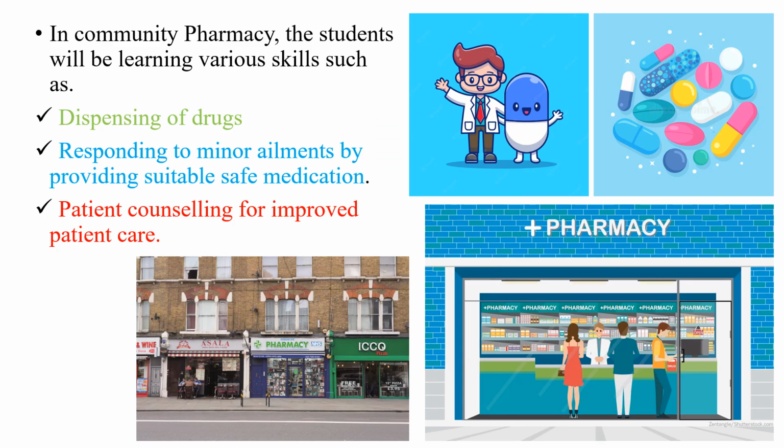Now, in community pharmacy, the students use various skills, like first is dispensing of drugs. Dispensing means what? To give the drugs. Then responding to minor ailments by providing suitable, safe medication. Like whenever a person comes to your pharmacy and he comes up with some discomfort, you should be able to help that person. Next one is patient counseling for improved patient care. Counsel the patient, ask him about his medicines, ask him about his side effects, what all things are troubling him. So all those questions should be asked by the pharmacist, which is known as patient counseling.